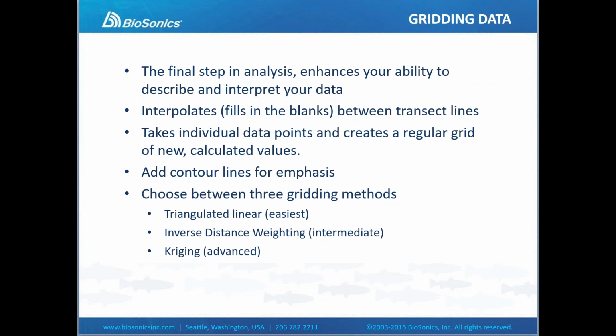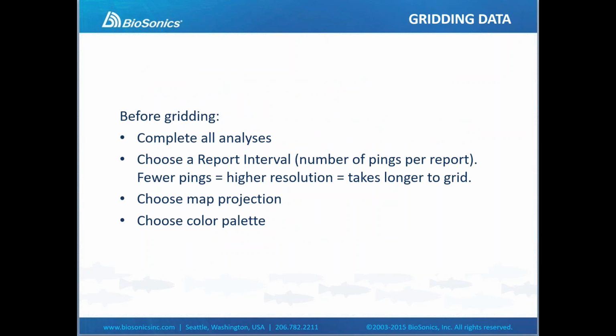More of a GIS level function. Before we can use the gridding, again, we got to make sure all of our analyses have been done. We've done our bottom detection, plant detection. We choose a report interval, the number of pings per report, basically defining the resolution of our map. So we ping 5 times a second. We can create a report for 1 second, that'd be 5 pings, and so on and so forth. We choose a type of map projection, and of course we got to choose our colors before we grid.